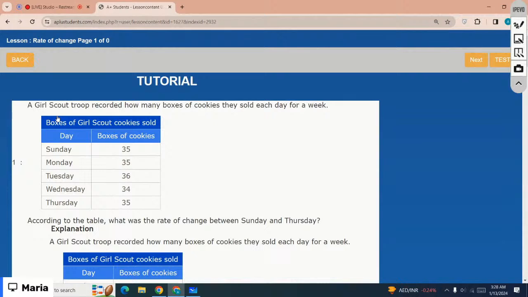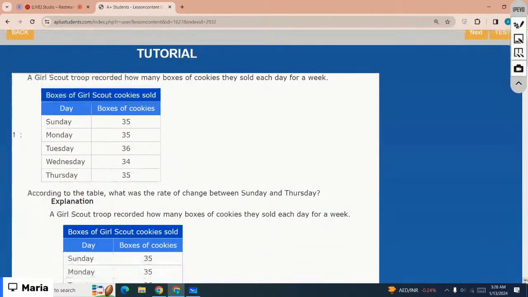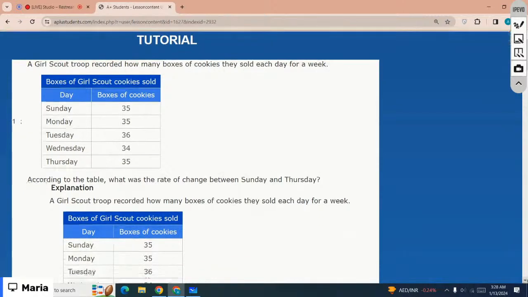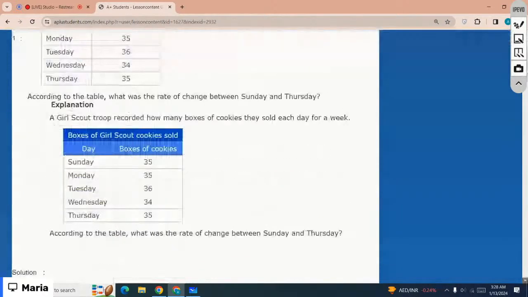Okay, a Girl Scout troop recorded how many boxes of cookies they sold each day for a week. Right here is the table that keeps record of how many cookies they sold each day. So according to the table, what was the rate of change between Sunday and Thursday? Sunday is 35 and Thursday is 35. We need to calculate the rate of change, right?